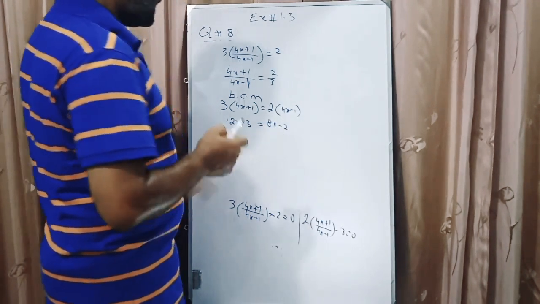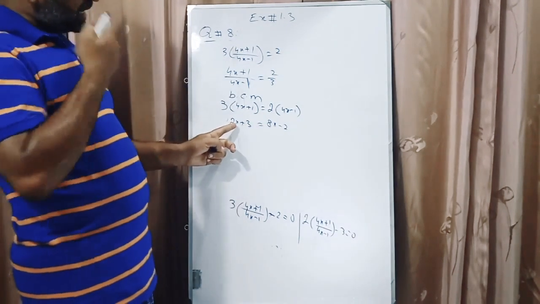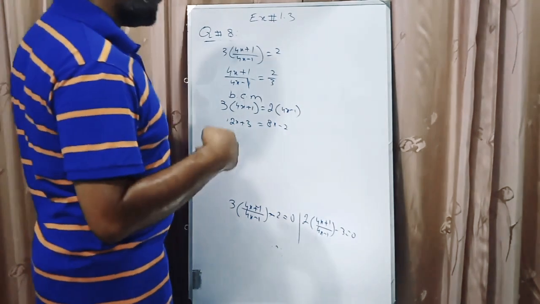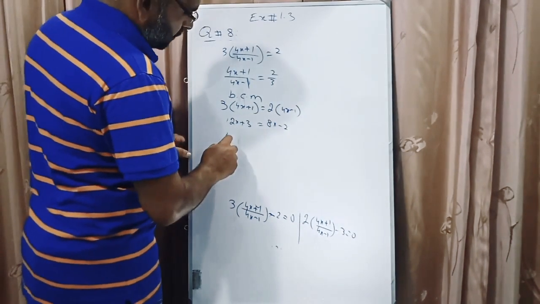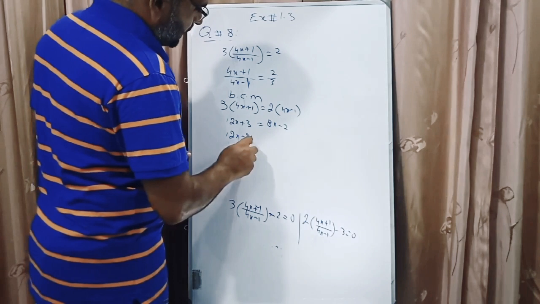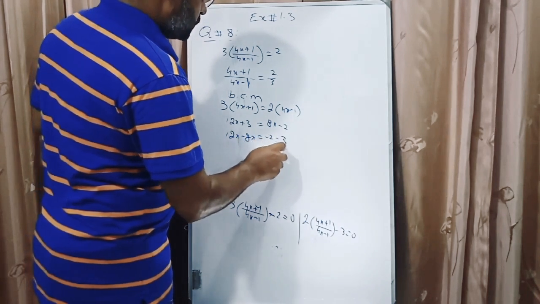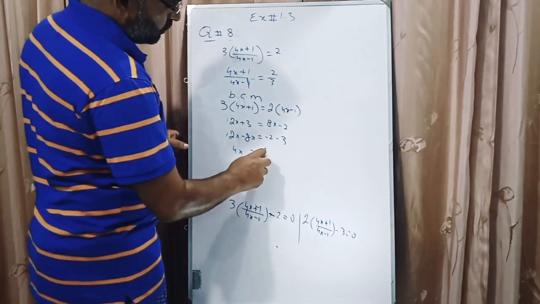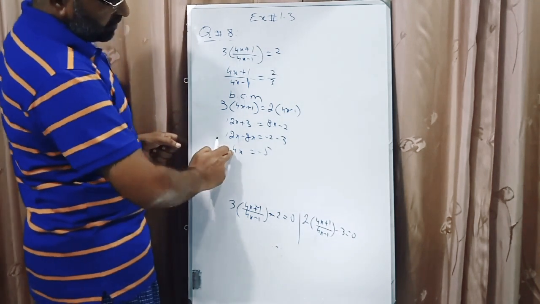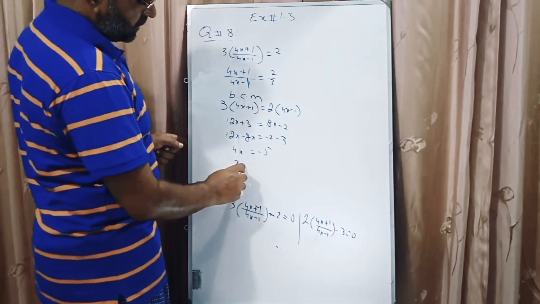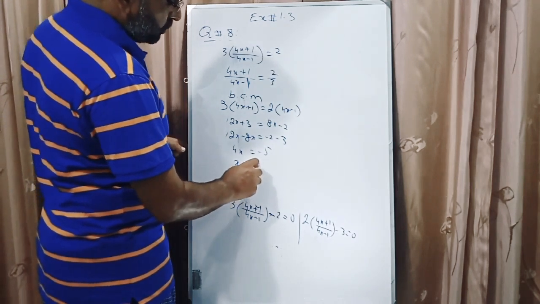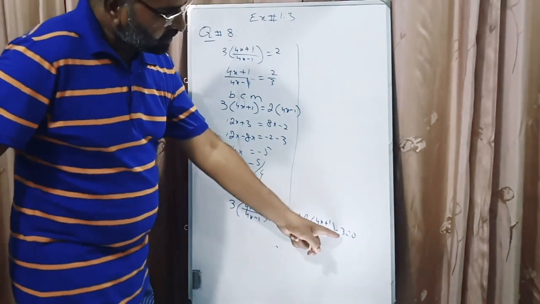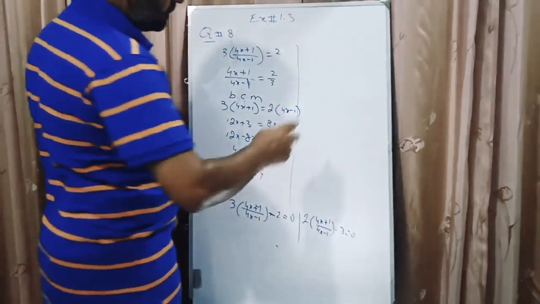Transfer this 8x to the left side and it will become minus, and transfer this 3 to the other side and it will also become minus, and we will get 12x minus 8x is equal to minus 2 minus 3. 12x minus 8x means 4x is equal to minus 5. This 4 is multiplying, when we transfer it to the other side it will divide, and x will be equal to minus 5 over 4.